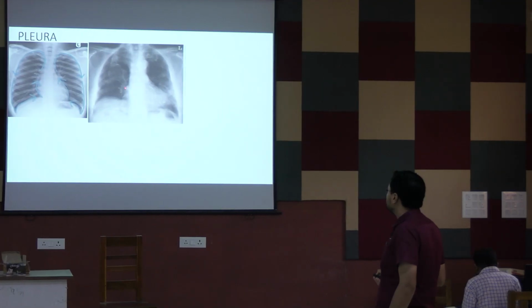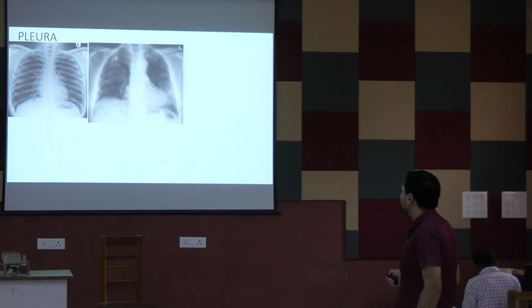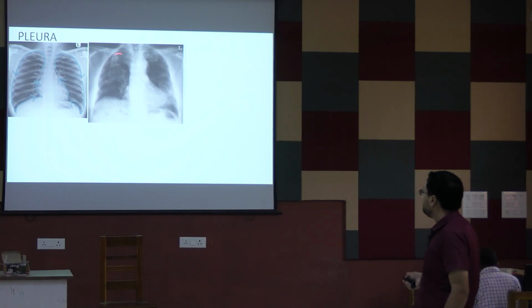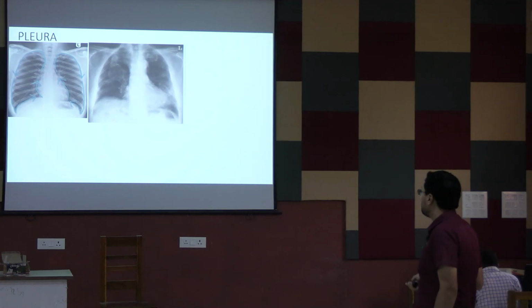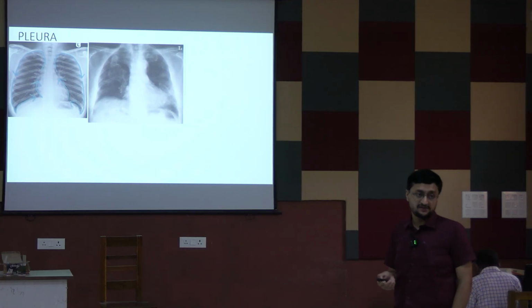So this is a kind of hypolucent area, right? Non-continuous hypolucent area. This is pleural calcification. Pleural calcification, most commonly seen in asbestosis.